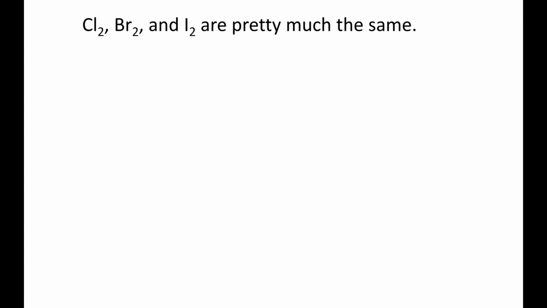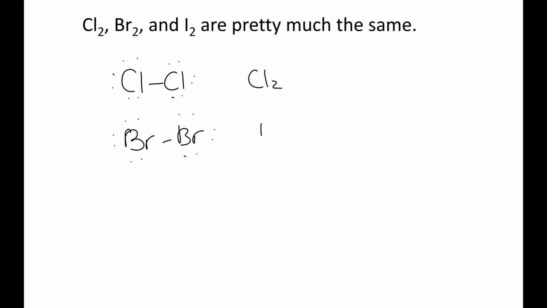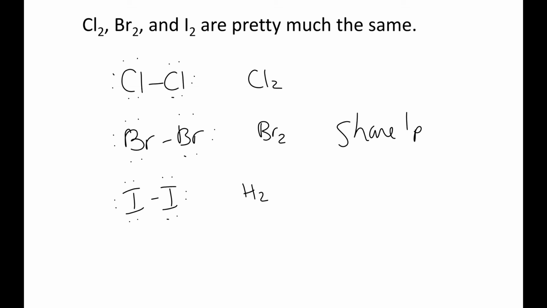Now, chlorine, bromine, and iodine are pretty much the same. They have 6 dots around them with a dash in between. So chlorine will look like this. Okay, that's Cl2. Now Br2, bromine, looks like this. So that's Br2. And then I2 is this. Okay, because they have 7 electrons, so they each just share one pair of electrons with each other. Okay, they don't share anymore.